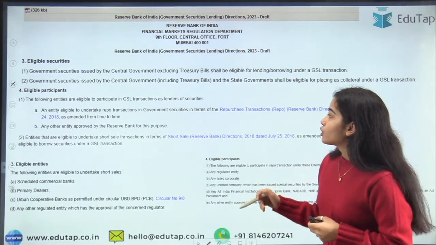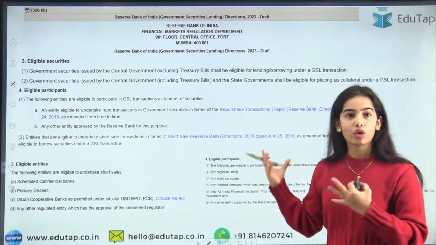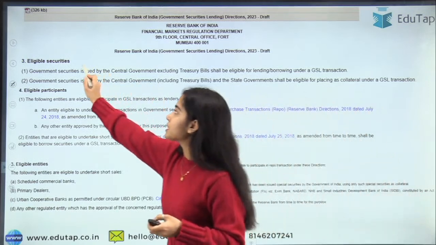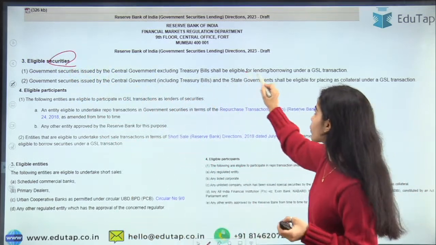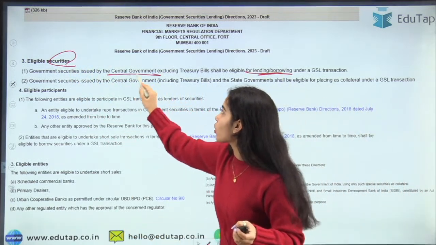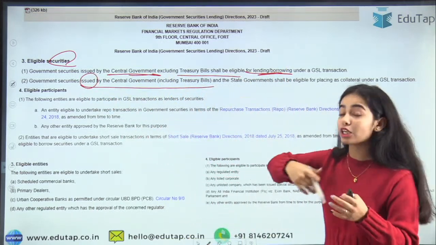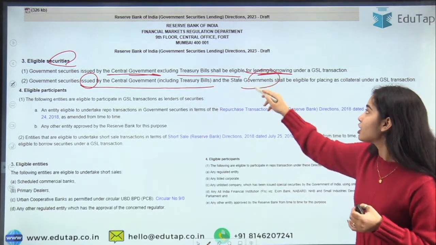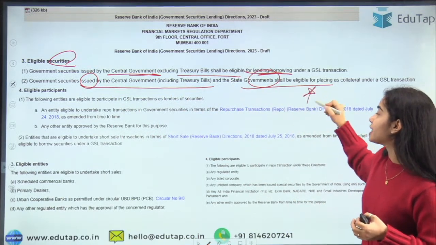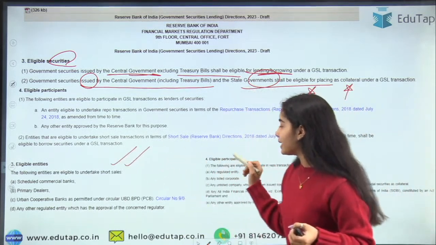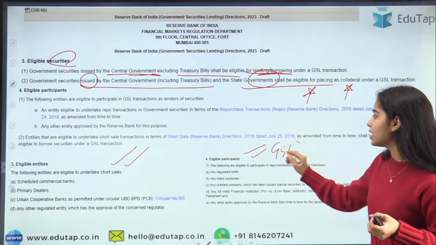Yes. So I hope you have already seen all of this in my session. You have understood all of this. The eligible securities for lending or borrowing are central government securities, excluding treasury bills, and government securities issued by the central government, including treasury bills, and state government securities shall be eligible for placing as collateral. These are the eligible entities that are able to do the GSL transactions.